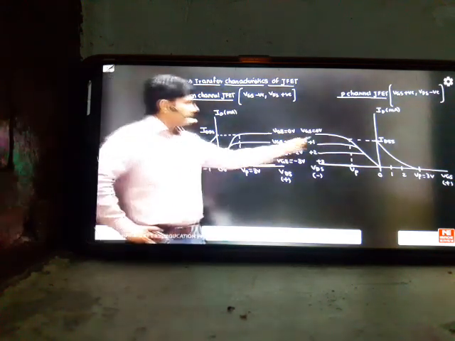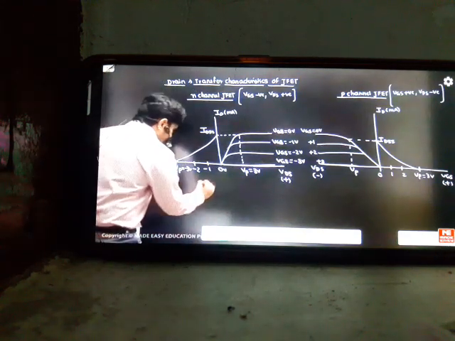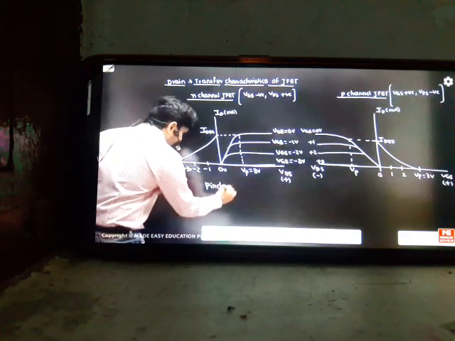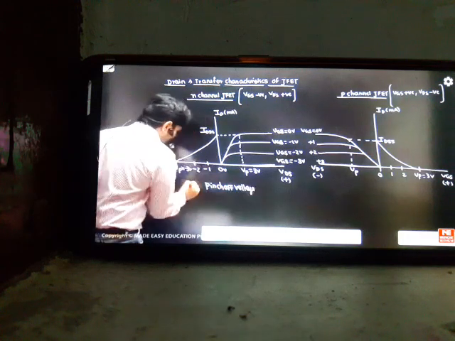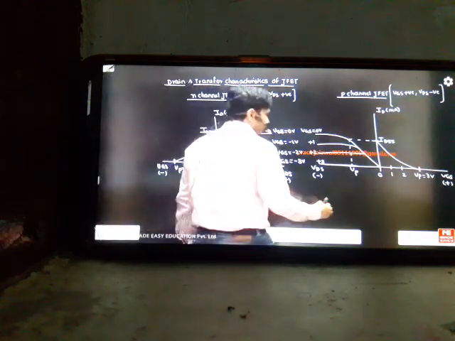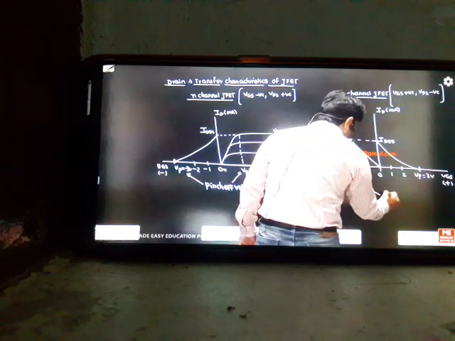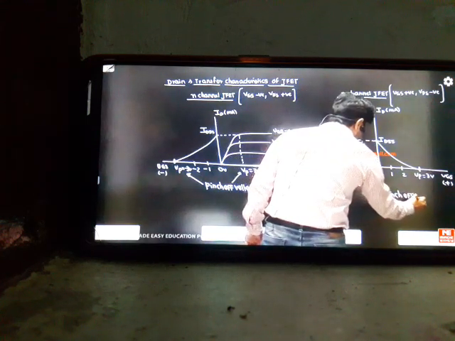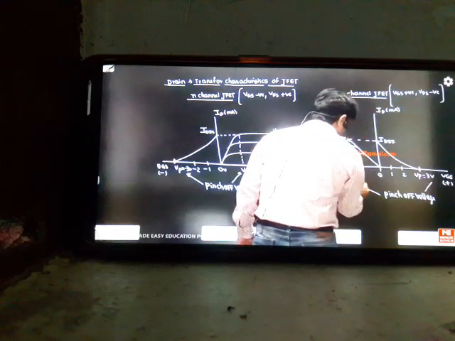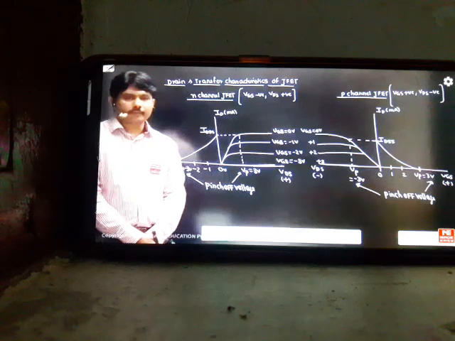And this current IDSS, we are seeing the maximum current in the both. And there is some pinch off voltage in the both. These points I'll explain you in the concept. We call this pinch off voltage. This is called pinch off voltage. This answer will be minus 3 volts. There is a meaning there, pinch off voltage.